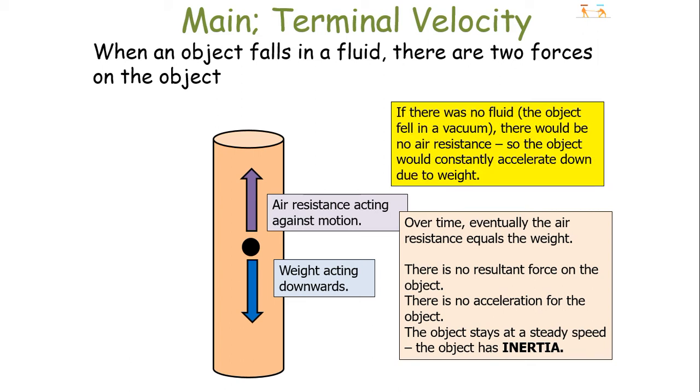Now, if there was no fluid, say the object fell in a vacuum, there would be no air resistance, so the object would constantly accelerate down due to weight, because the only force acting on this falling object would be the weight. So all objects would fall to the ground at the same rate because they've only got this force of weight acting on them.